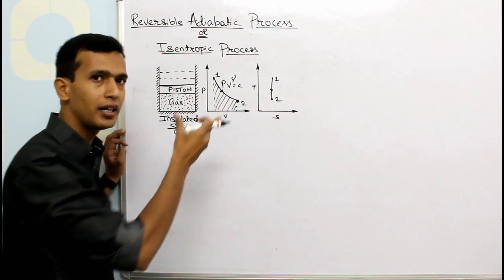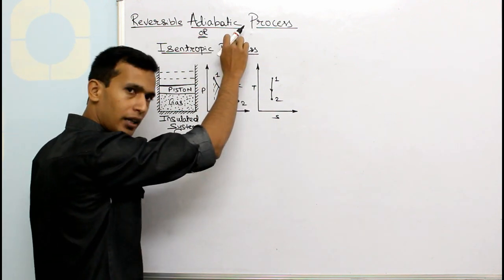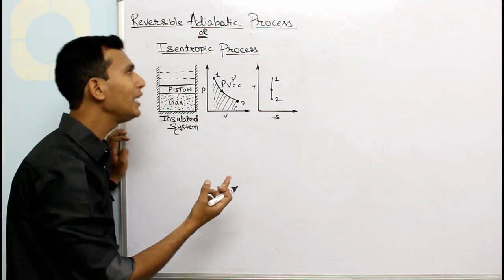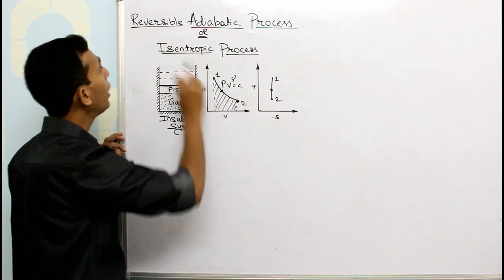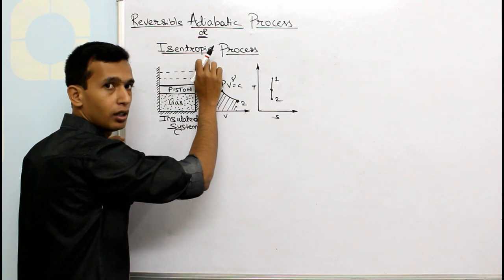nor is any amount of heat dissipated from the system. So, heat interaction is 0, and that's why it is adiabatic. And we have a reversible process, so generation is 0, meaning there is no change in entropy. And that's why a reversible adiabatic process is called isentropic.